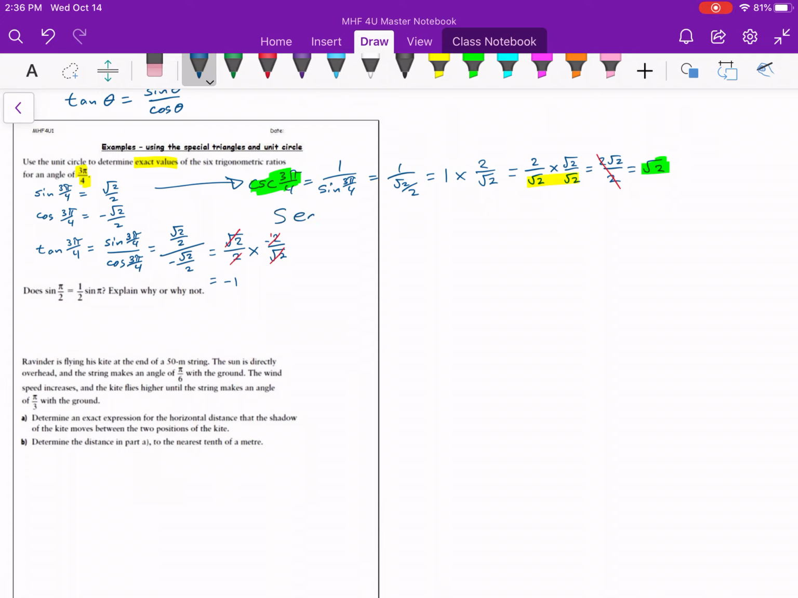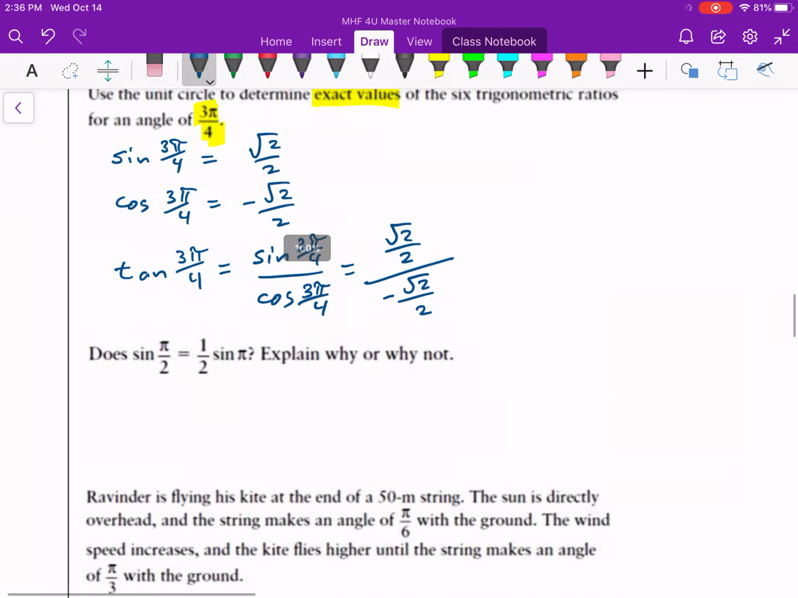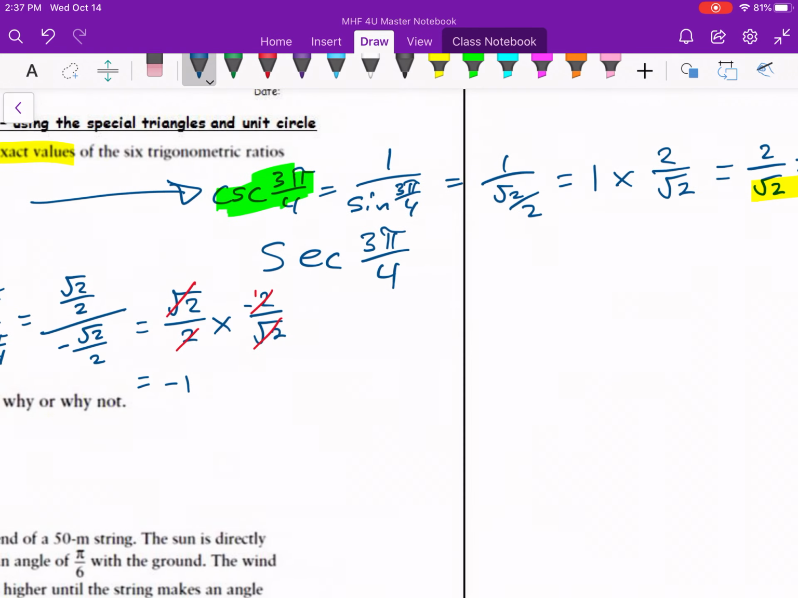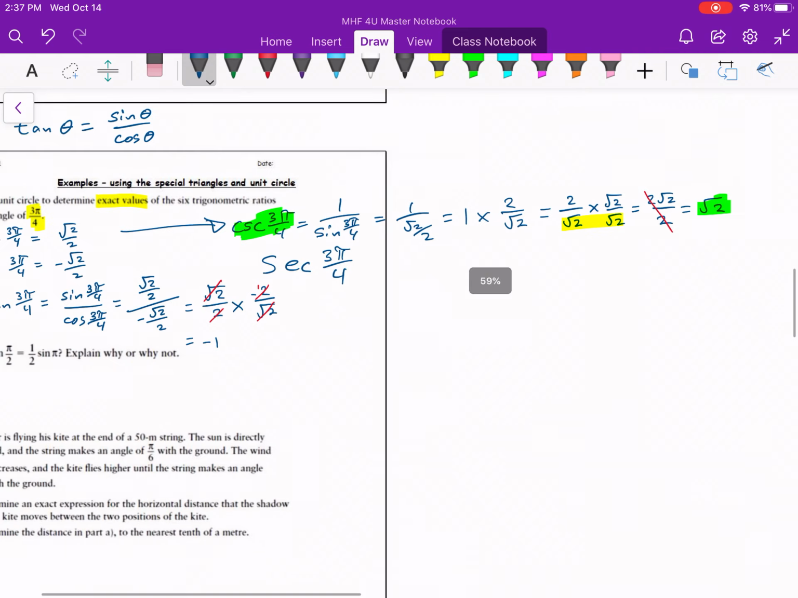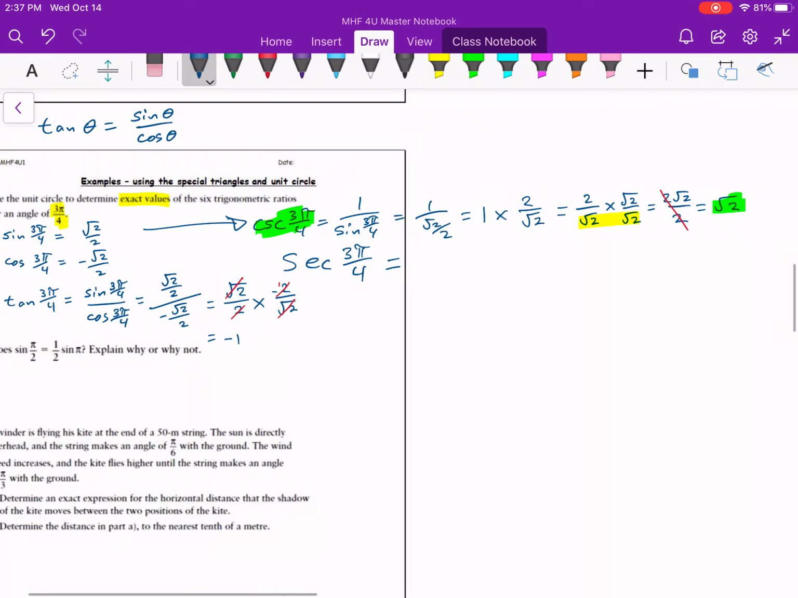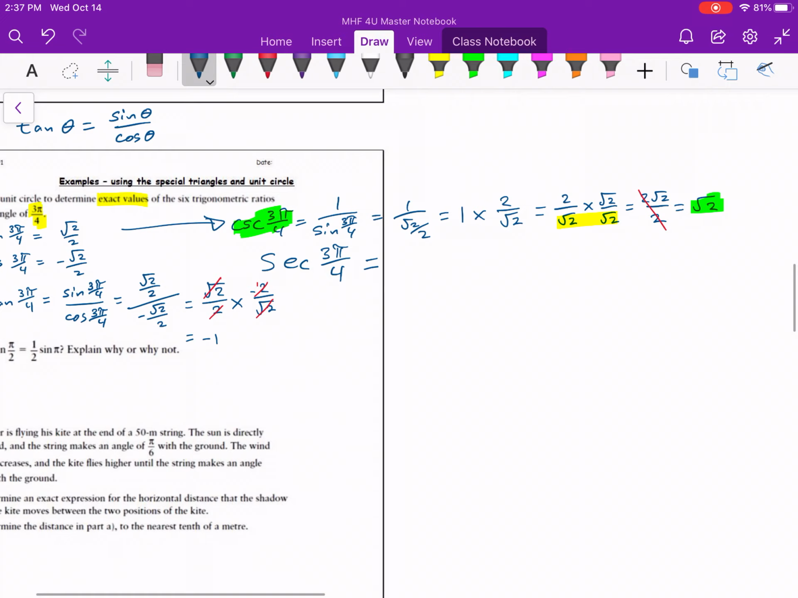secant is just the reciprocal of cosine, and we already saw that sine and cos were the same, except that cos was negative. I think we can assume that, and check it for yourself if you don't believe me. If we go through all this work, if we start with everything the same, but it's just a negative value that we're starting with for cosine, we're going to end up with a negative root 2 for secant.